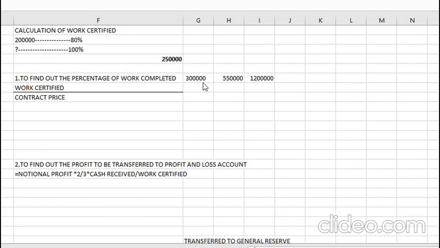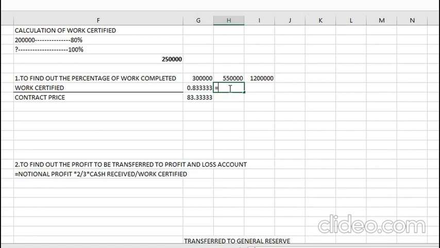In this question, we have three alternatives of contract price: the first is 3 lakh, the second is 5 lakh 50,000, and the third is 12 lakh. When your contract price is 3 lakh, we will find the percentage of work completed. Your work certified is 2,50,000, divided by 3 lakh of contract price, which gives you 0.83. Into 100 gives 83.33 percent of the work completed if your contract price is 3 lakh.